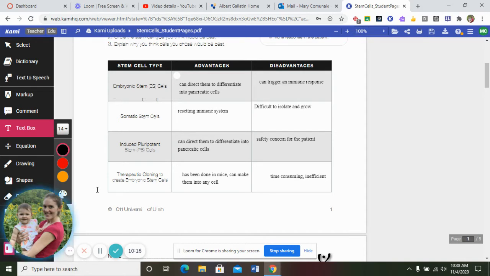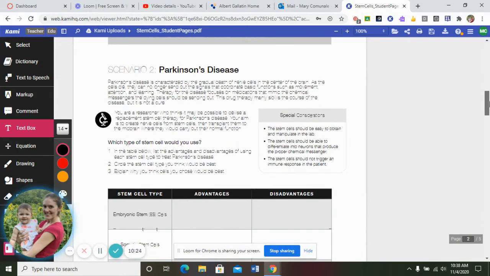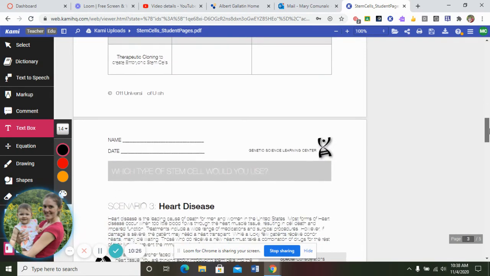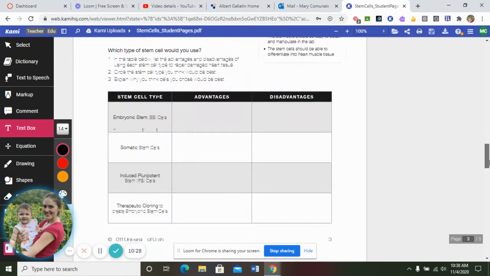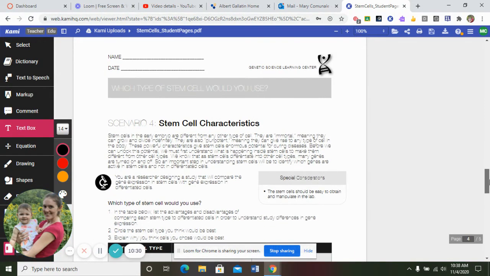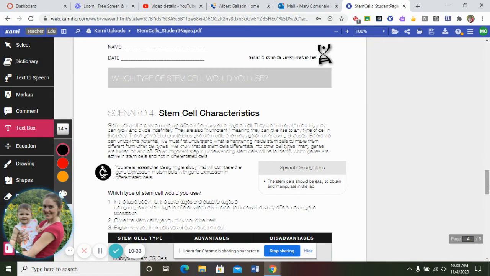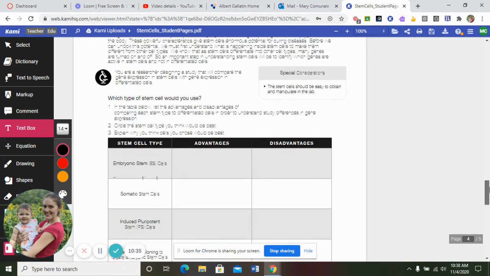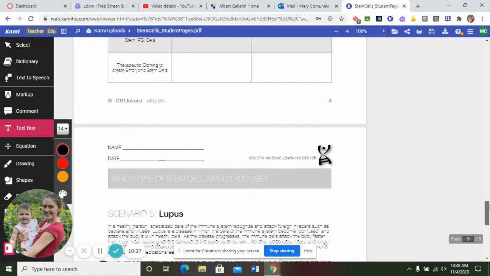So some of your advantages and disadvantages will be very similar as you're moving through these different scenarios. Let's go ahead and look at number 2 together as well, and then I'll leave you guys on your own for doing heart disease. This one, stem cell characteristics, and lupus.